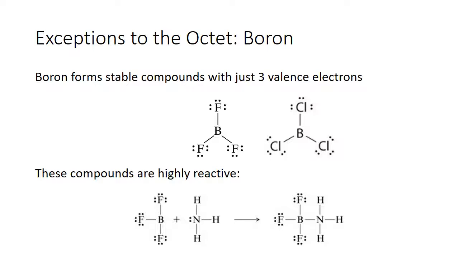Like all things, there are exceptions to the octet rule, and one example is boron. Boron forms stable compounds with just 3 valence electrons. However, these compounds are very highly reactive. I used them in my PhD, and indeed they are. They're quite reactive with the atmosphere and tend to combust, so you use them under inert atmospheres.